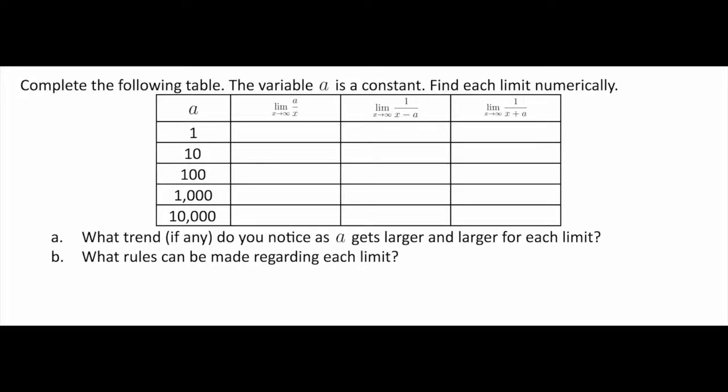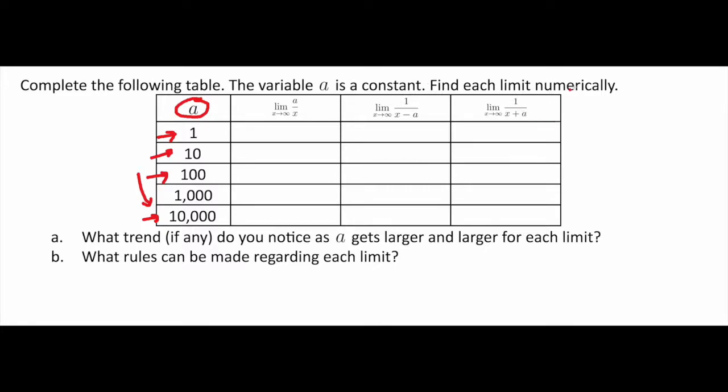All right, so this is just going to be a video answering this question about this table right here. It says complete the following table. The variable a is a constant, and the value for a is given right here. So it's 1, then 10, and so on. Every single one of these values represents our a, so it's constant.